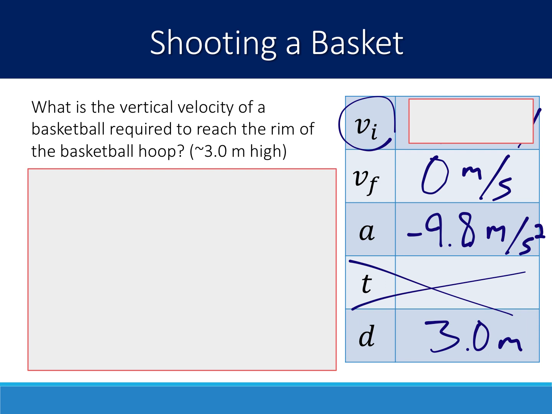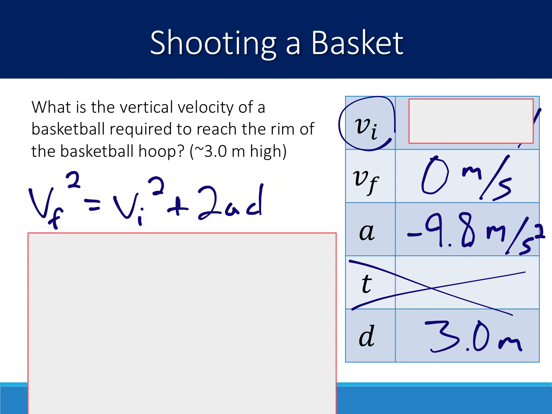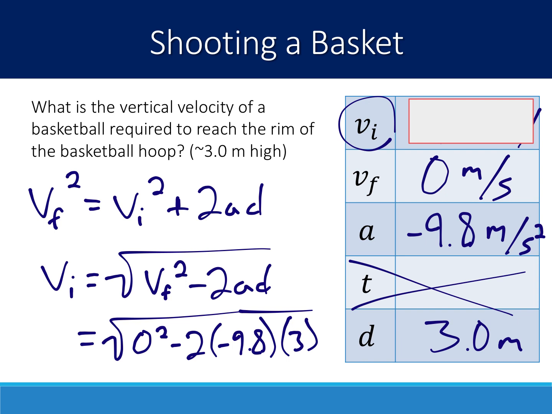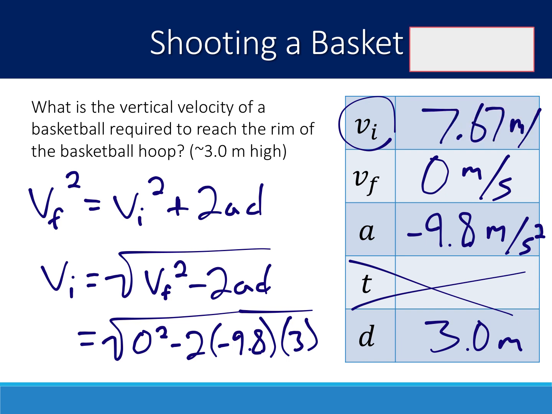I'm going to look at my equations that I can use. I don't have time, so that limits me a little bit. I'm going to be using this equation again. Vf squared equals Vi squared plus 2AD. However, this time I want to solve for initial velocity, so I'm going to rearrange that equation to solve for initial velocity. Substituting in my numbers, I'm going to then do the math, and I should end up with about 7.7 meters per second. Double check your work on this.